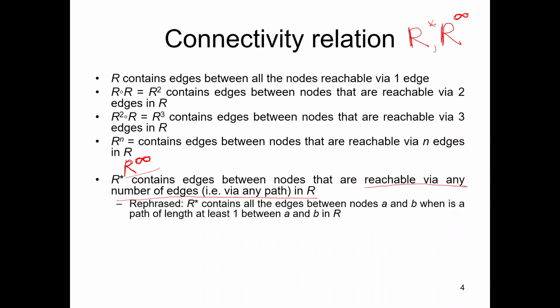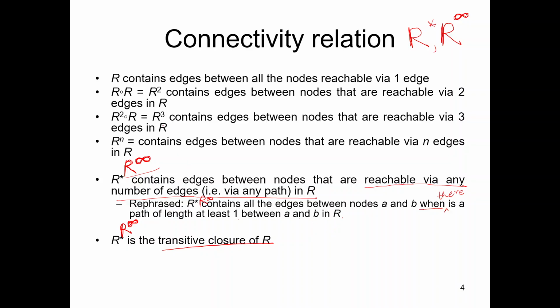So you can rephrase this as: R star or R infinity contains all the edges between the nodes A and B where there is a path of length at least 1 between A and B in R. Now the theorem basically is what we are saying over here: R star or R infinity is nothing but the transitive closure of R.